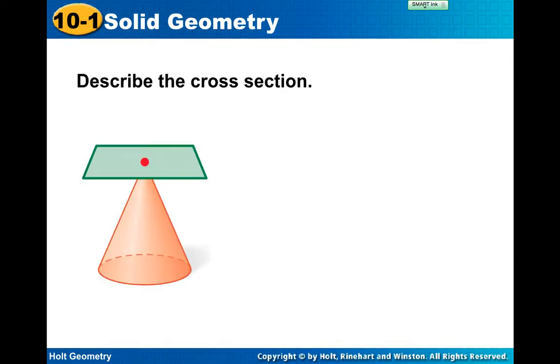Cross section of a cone and a plane, if you intersect right at the tip. What's in common? What's the cross section? 1 point. Now what would happen if that green was down a little bit further? It would make a circle. Further down, bigger circle, bigger circle, bigger circle. And let me grab a model that I think I have in a drawer here of what's called the conic section.